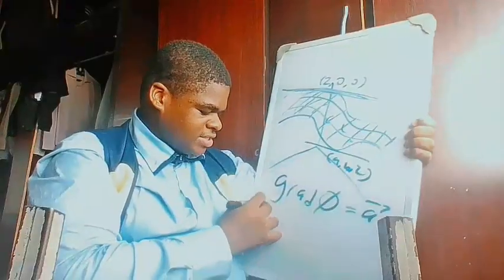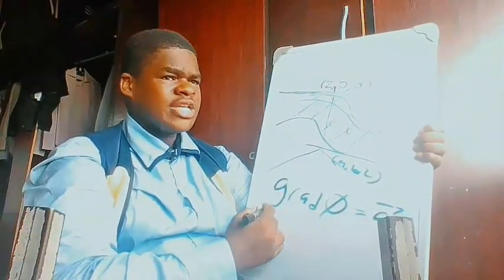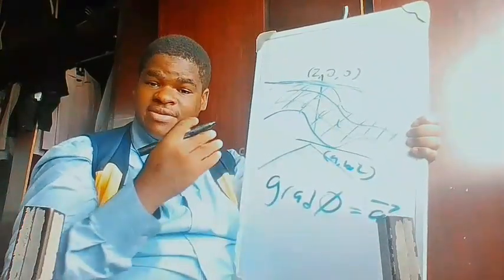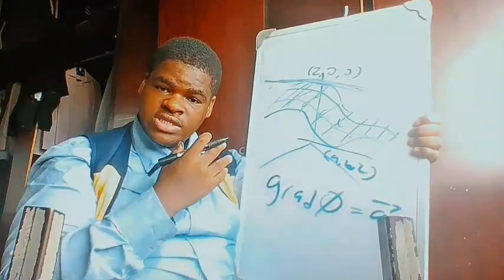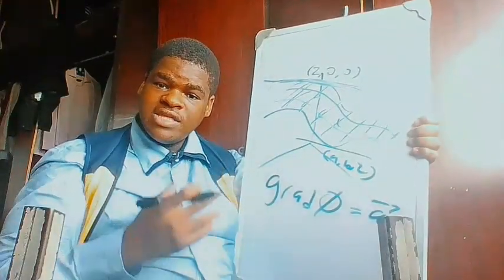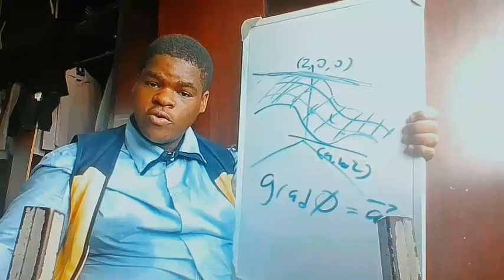And how do you find the gradient of a scalar basically? It's basically just determining the derivative of the coefficient of i, the derivative of the coefficient of j, and the derivative of the coefficient of k.